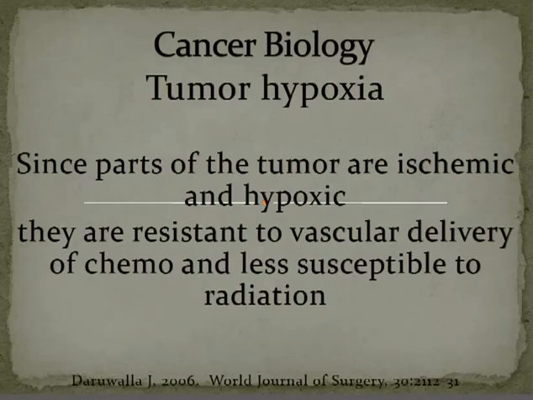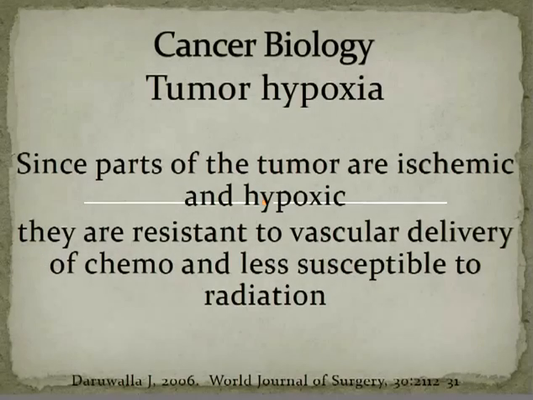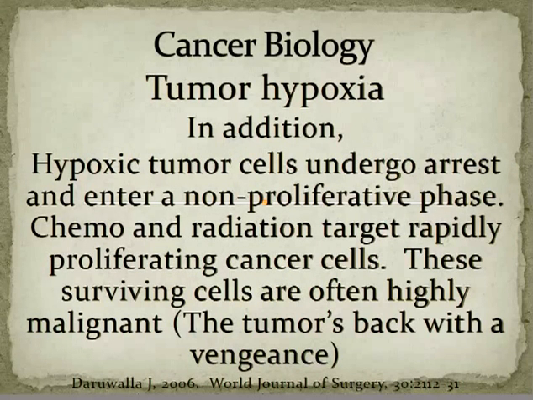So since parts of the tumor are ischemic and hypoxic, as it turns out, they're going to be resistant to vascular delivery of chemotherapy, and they are also less susceptible to radiation. And in addition, and this is key, or one of them, hypoxic tumor cells undergo arrest. They enter a non-proliferative phase of the mitotic cycle.